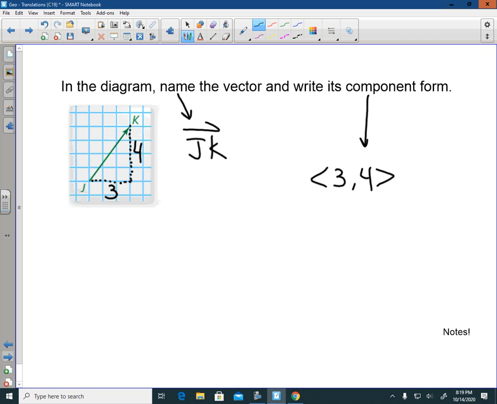If all you got was this component form right here, you could tell, first of all, that it's a vector because it has those pointy bits, and you could tell that it moves 3 units to the right and 4 units up.